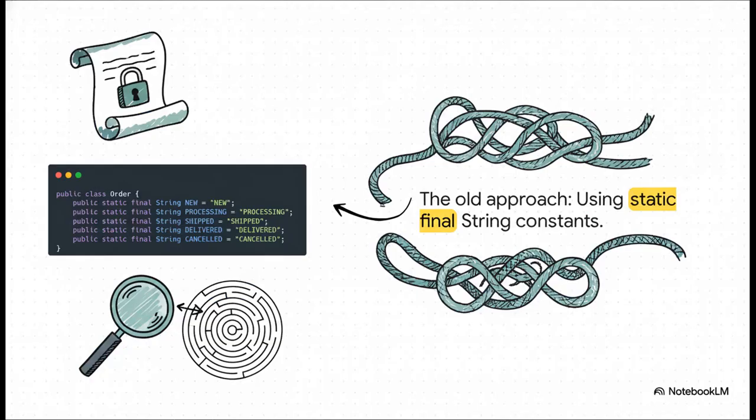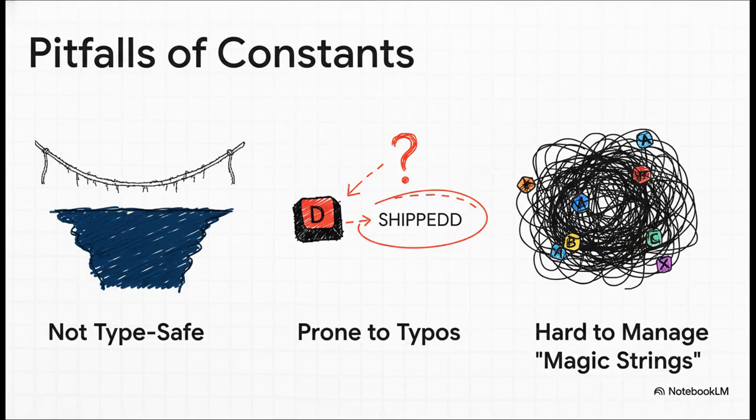Now, a slightly better approach is to define these strings as static final constants. At first glance, this looks pretty organized, doesn't it? You've got all your statuses in one neat place. But, and this is a really big but, this approach is hiding some nasty traps that can lead to some seriously painful bugs. So what's the real problem here?